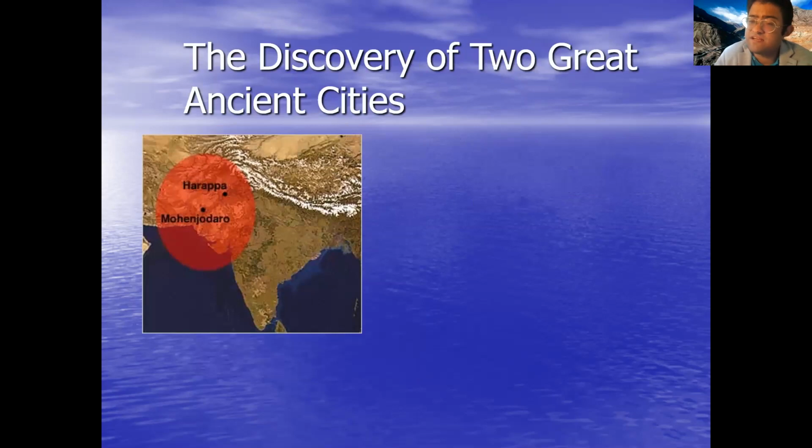All right, now let's think of the great cities of the world today. What's an example of a great city? A big giant city. I know, New York, Tokyo. The two great cities of this time are Harappa and Mohenjo-daro.